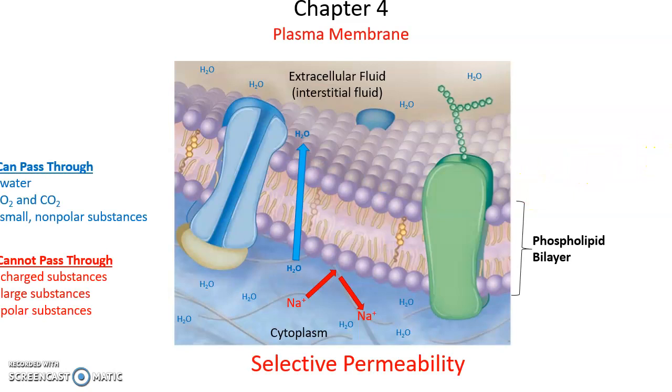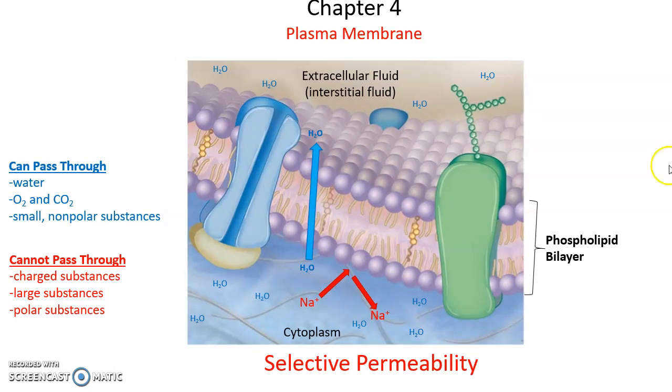So the plasma membrane's important job is to be selectively permeable. They allow some things to pass through, to cross the plasma membrane with no problems, while other things are blocked and cannot go through the plasma membrane. Selective permeability. Some things can pass through: water, small things like oxygen and carbon dioxide, other small nonpolar substances.